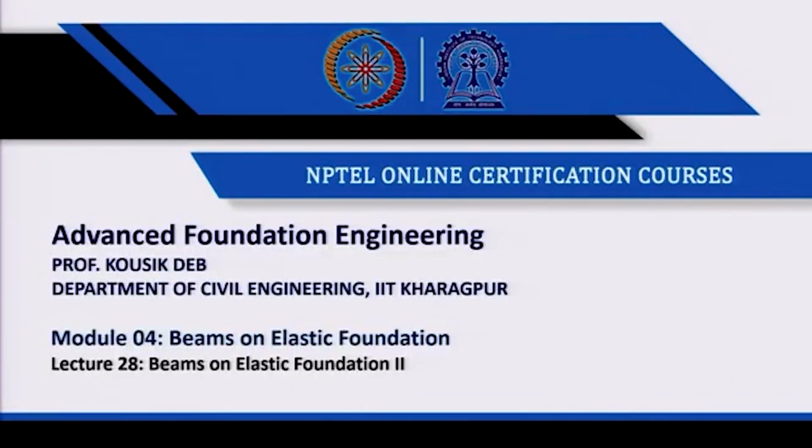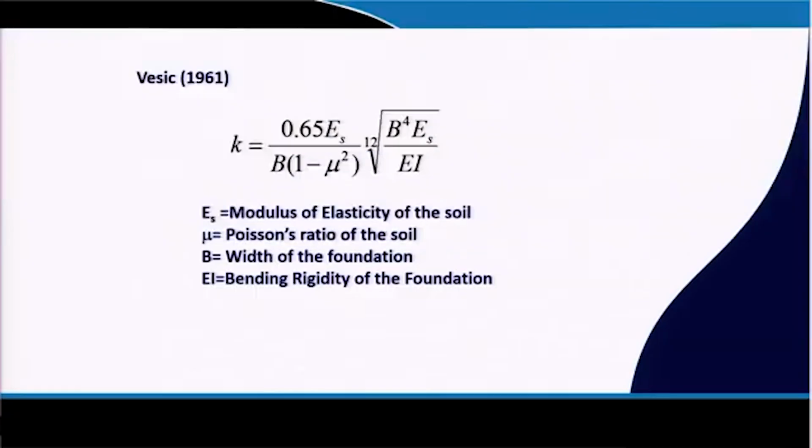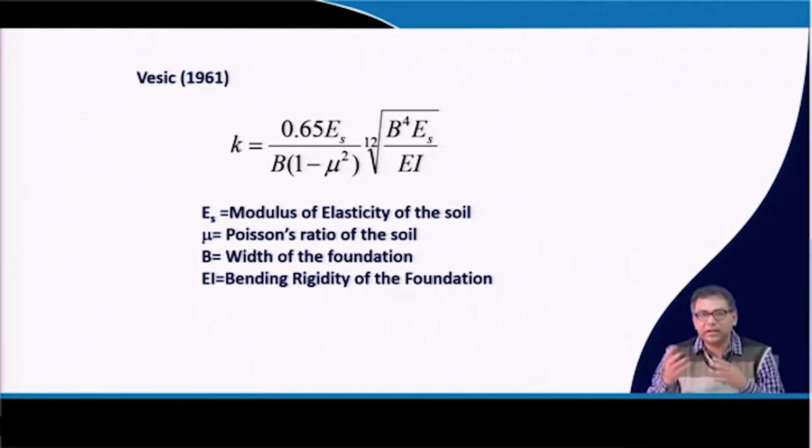So, last class I discussed how you will determine the subgrade modulus and the different corrections, such as the size correction, shape correction and the depth correction. And today I will discuss different correlations by which you can also determine the k value, and other methods by which you can determine the k value.